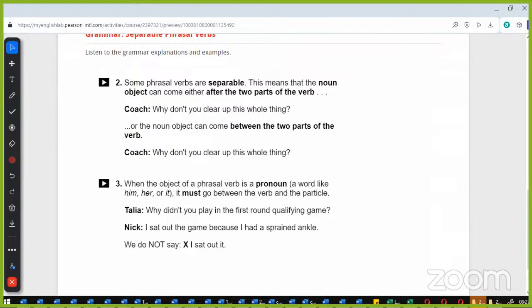Okay, so in number 3, we have the object. When the object of a phrasal verb is a pronoun, it must go between the verb and the particle. Like this: Why didn't you play in the first round of the qualifying game? I sat out the game because I had a sprained ankle.